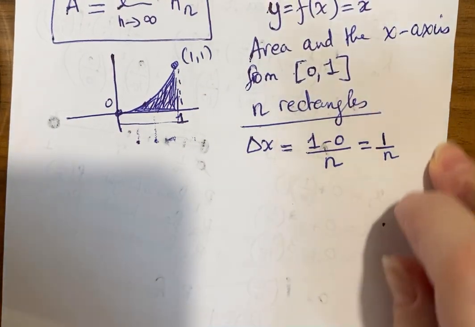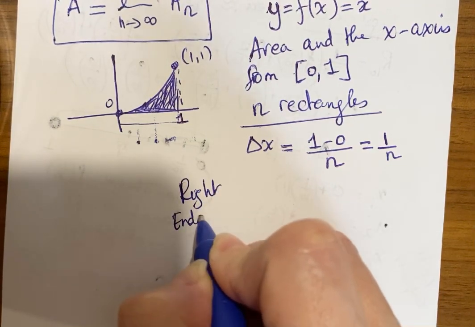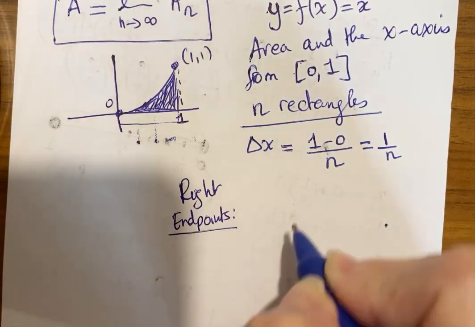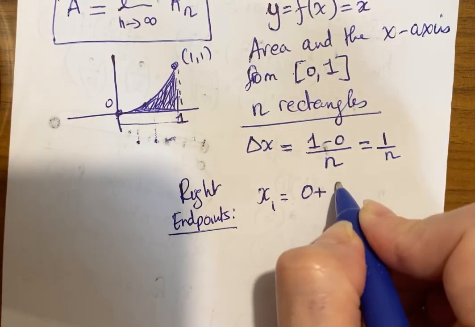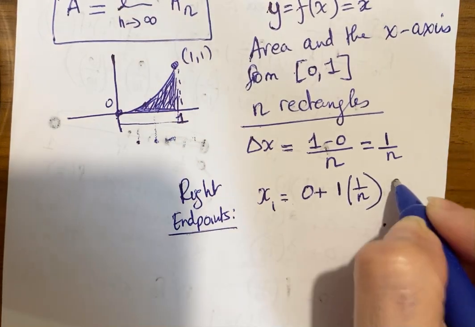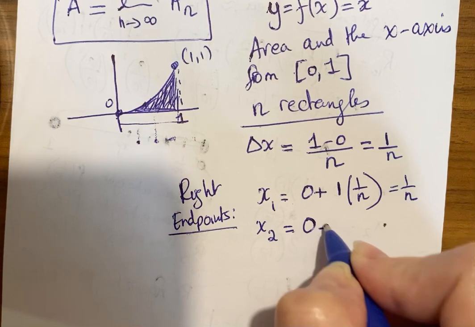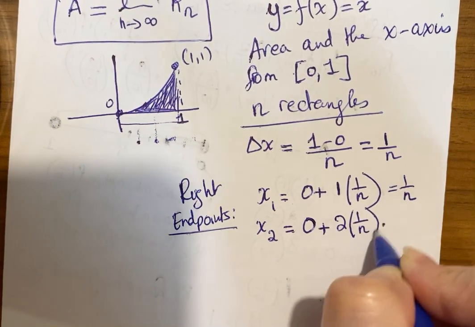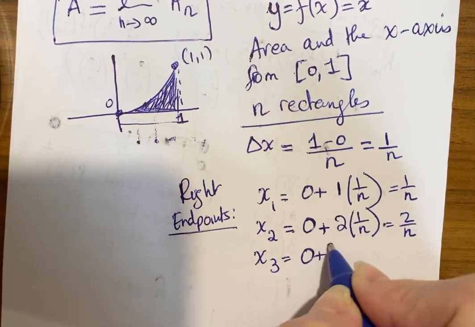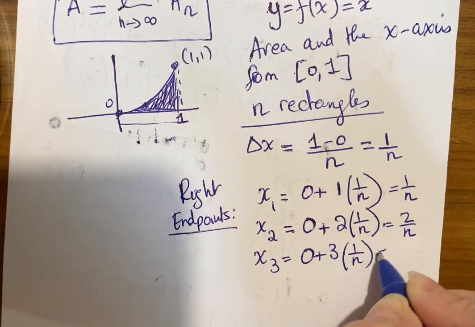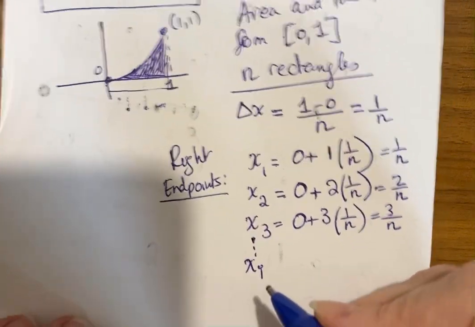Now, what are my endpoints? See, I'm working with the right endpoints. How do right endpoints look like? The first right endpoint will be 0 plus 1 width. So 1 over n. The second endpoint will be 0 plus 2 of those widths. So 2 over n. The third endpoint will be 0 plus 3 widths. So 3 over n.